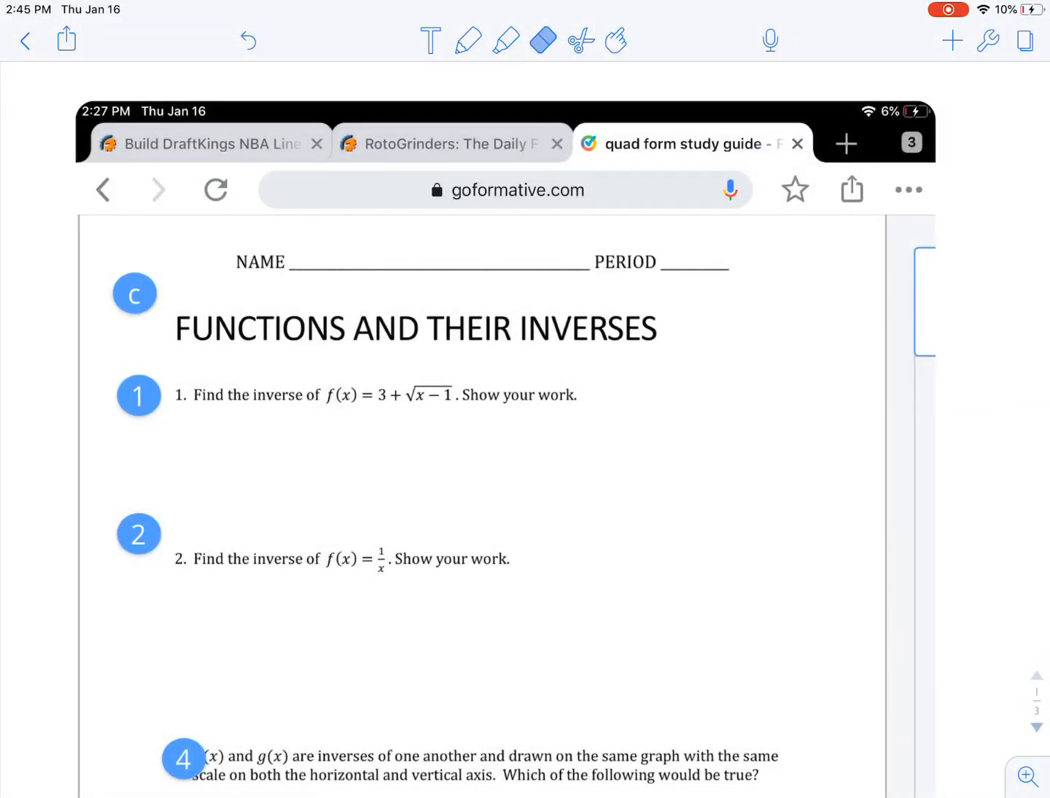Okay, Accelerated AGS3 final study guide. This is a long one, so it's probably going to be split over multiple videos. So we're going to start with Module 1 with inverses.